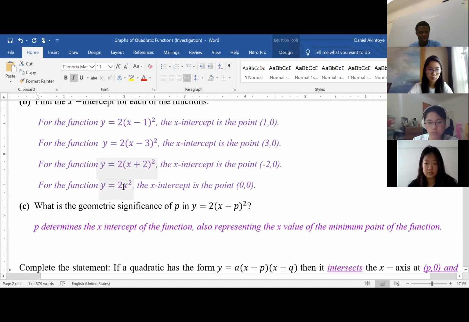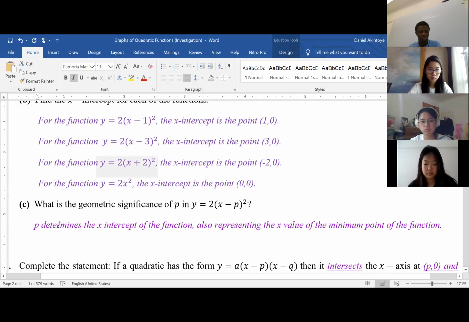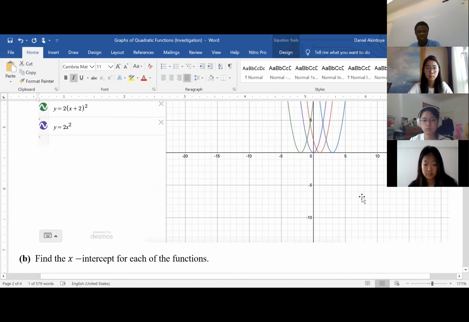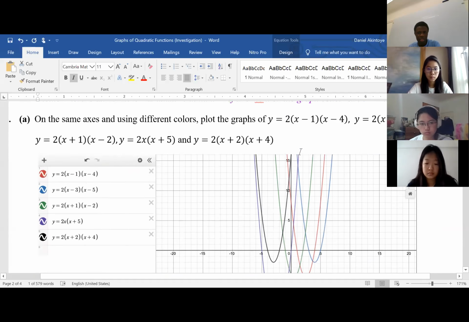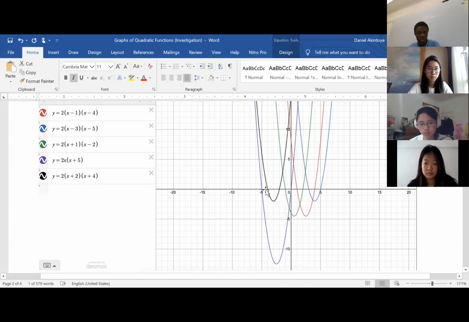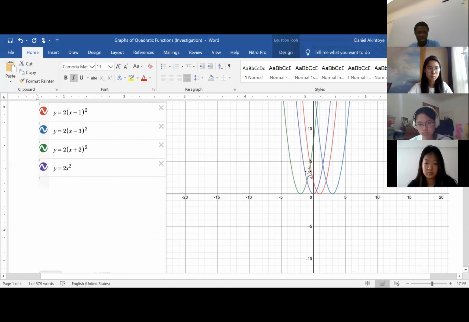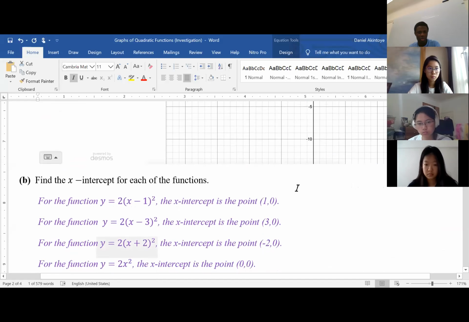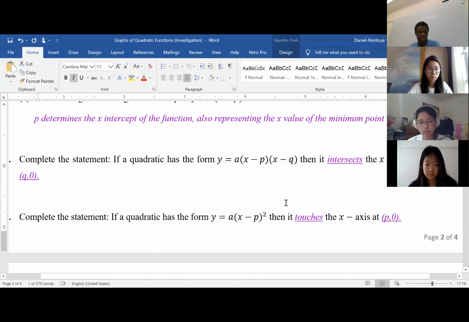And here, because it is more or less x plus 0, the value is 0. So that's why she said P determines the x-intercept of the function and also represents the value of the minimum point, the x value at the minimum point, yes. Because in this case, the minimum point is here. It's quite different from this case where the intercept and the minimum point might be different. Like these ones, the intercept and the minimum point are different. So here the intercept and the x value at the minimum point are the same. Okay, so that makes so much sense.